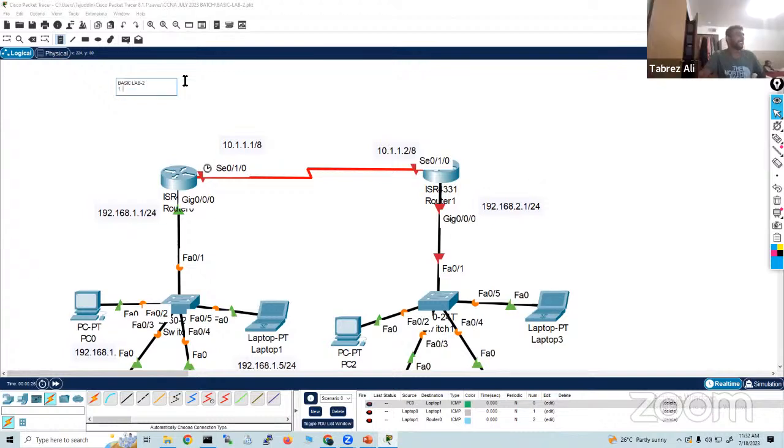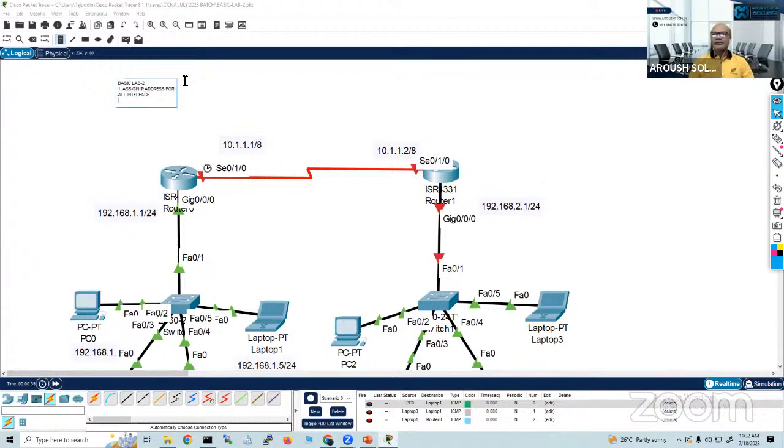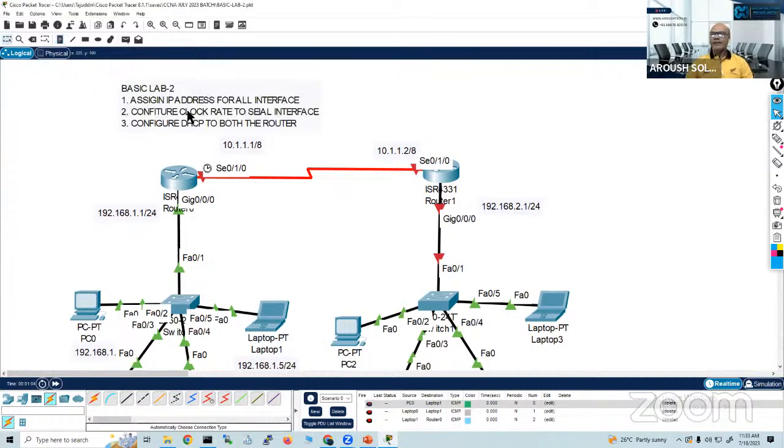The first thing is assigning the IP address for all interfaces. The second one is configuring the clock rate on the serial interface. And the third one is configuring DHCP on both the routers. So, okay, this is the task.